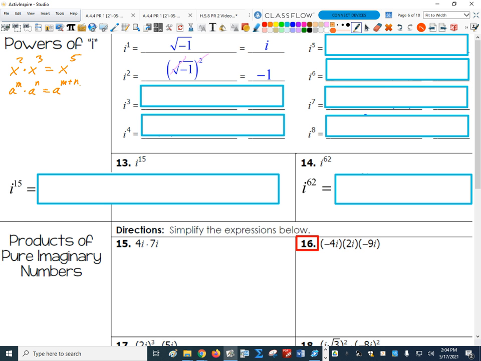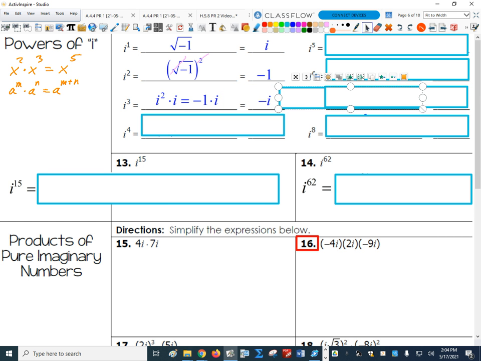Okay, right? And we're getting that from the fact that I could write i cubed as i squared times i. Does that make sense? Make sense, James? And i squared is just -1. So -1 times i is just -i, right? So James, how could I do i to the 4th then?